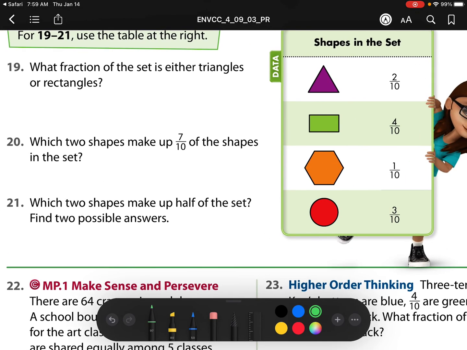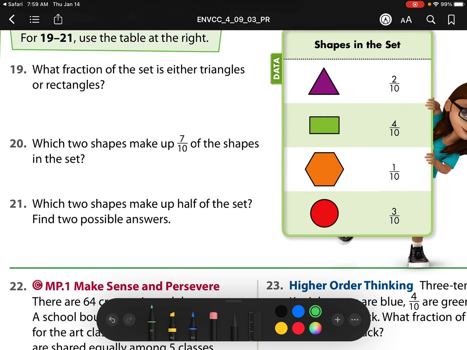We have to be able to see our chart. So using this table, what fraction of the set is either triangles or rectangles? Well, triangles I see as 2/10, and rectangles I see as 4/10. So what fraction is one of those? Well, we add those together because we have 2 shapes and 4 shapes, which gives us 6 shapes out of 10.